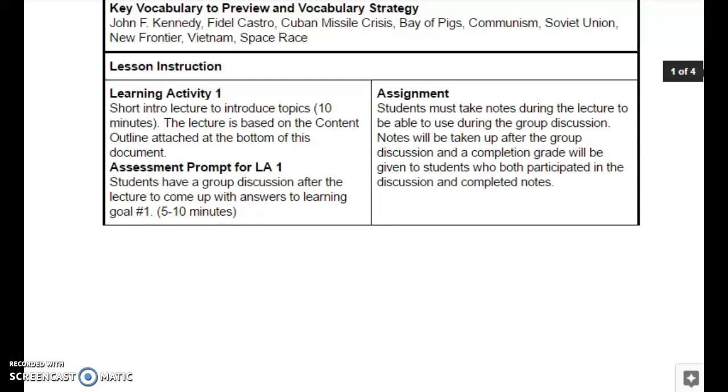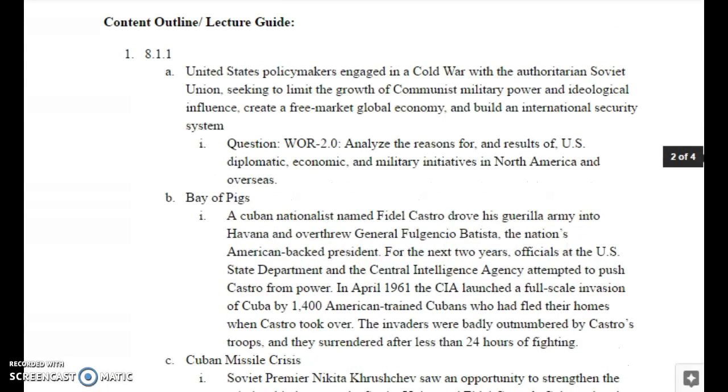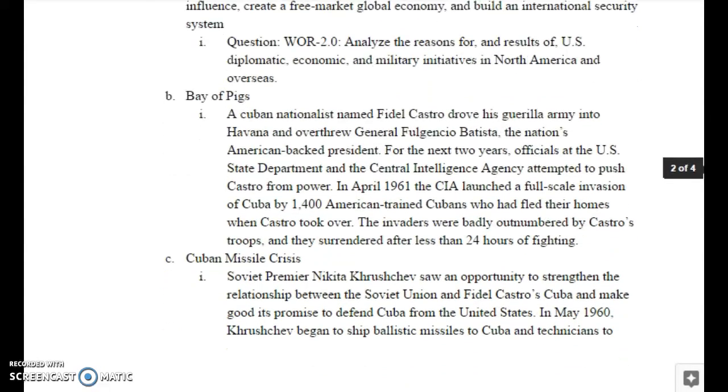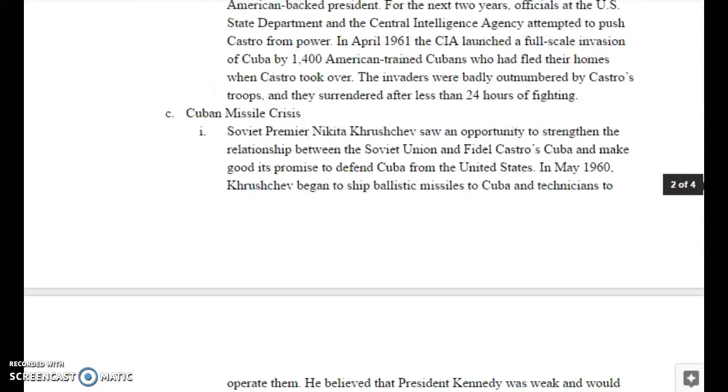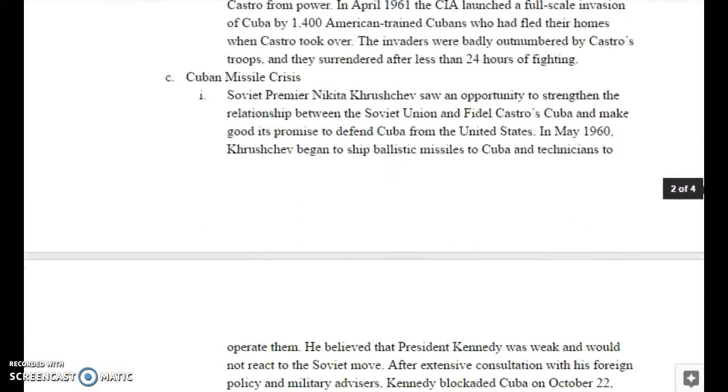So after we do the activating strategy, we will have a short lecture, which will be about 10 to 15 minutes. And that will be based upon the content outline right here. And we'll go over 8.1.1, which is about how United States policymakers engaged in the Cold War, and that covers question WOR 2. And it'll also cover the Bay of Pigs and the Cuban Missile Crisis. So those are some of the main talking points for 8.1.1.